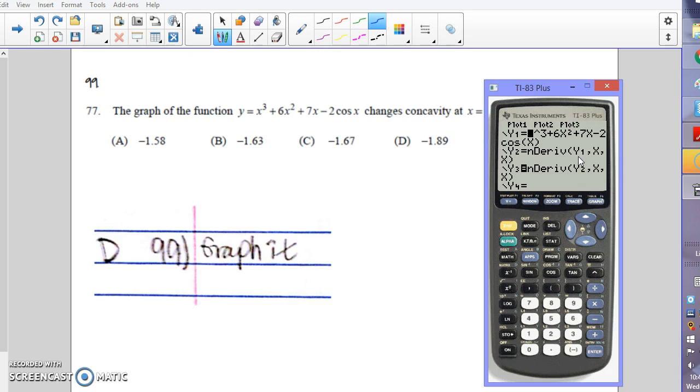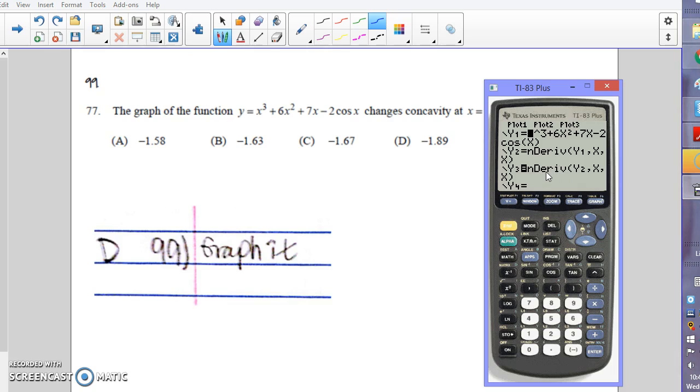This was math 8. When you're wanting to graph a derivative, for an 83, it's y1 and then x, and then x. So usually if we were evaluating the derivative at a specific point, instead of the second x, we would put a number n. So this is the first derivative. We need a change in concavity. A change in concavity is going to be an x-intercept of your second derivative.